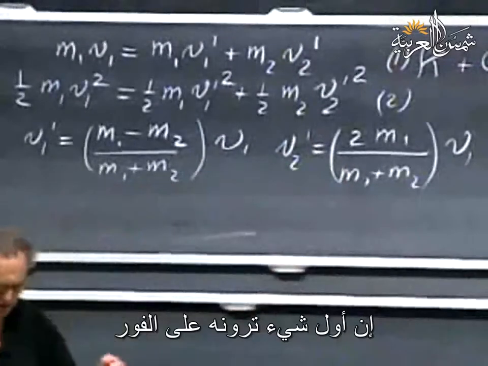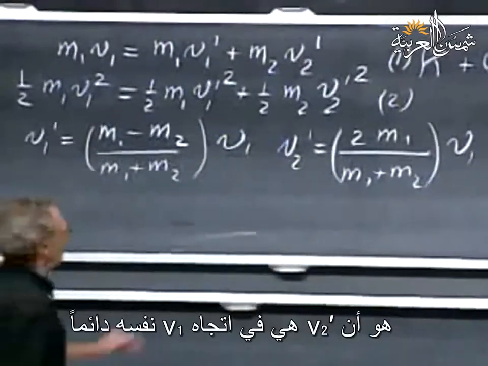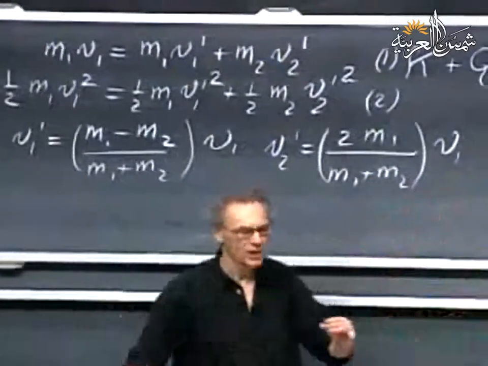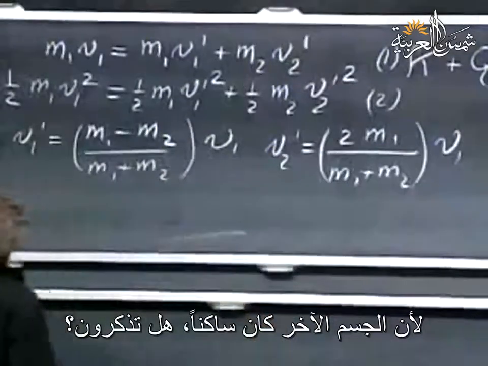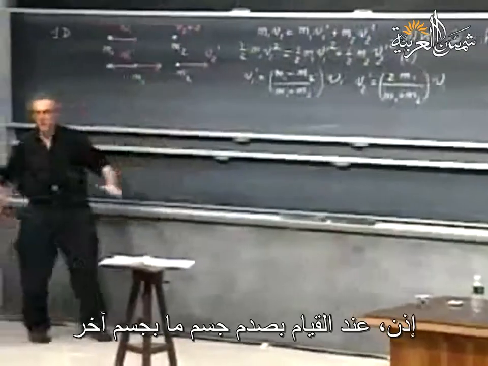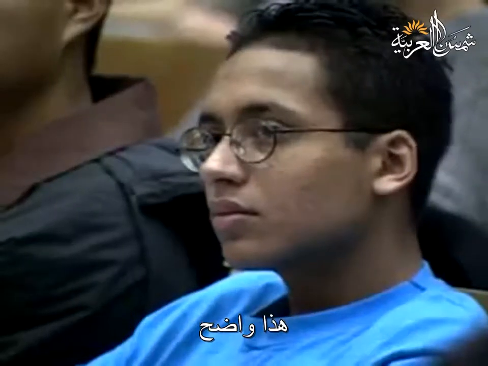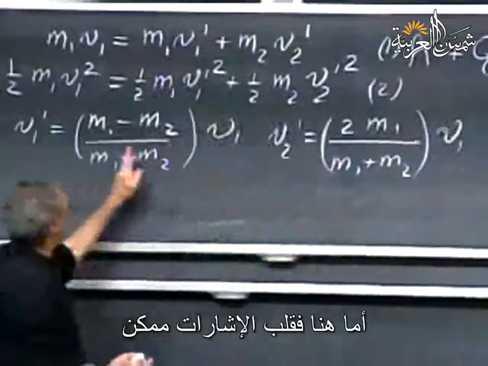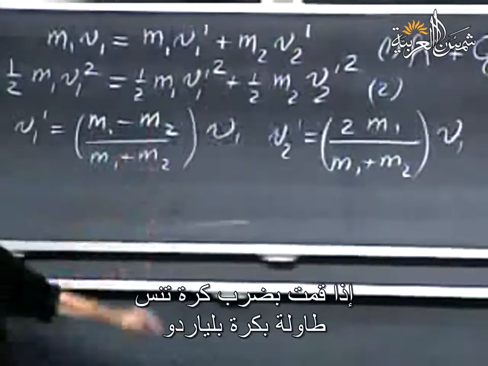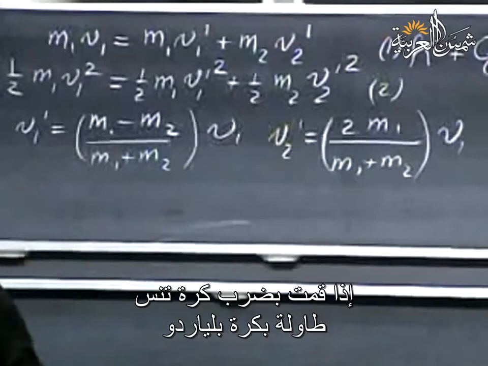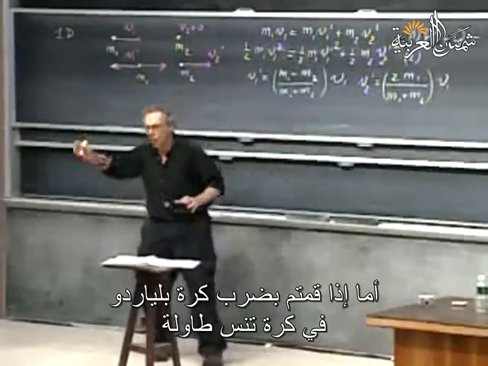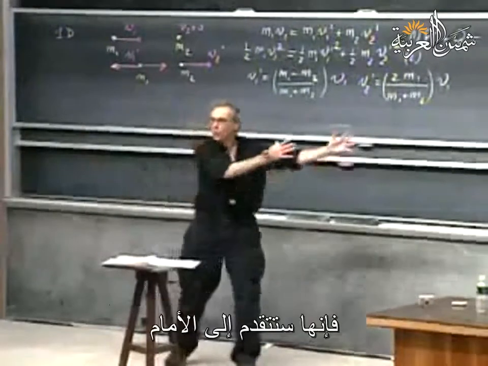The first thing that you already see right away is that V2 prime is always in the same direction as V1. That's completely obvious, because the second object was standing still, remember? So if you plow something into the second object, they obviously continue in that direction. That's clear. So you see, you can never have a sign reversal here. Here, however, you can have a sign reversal. If you bounce a ping pong ball off a billiard ball, the ping pong ball will come back, and this one becomes negative. Whereas if you plow a billiard ball onto a ping pong ball, it will go forward.